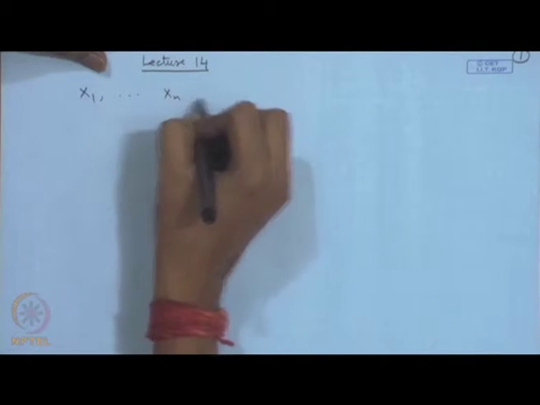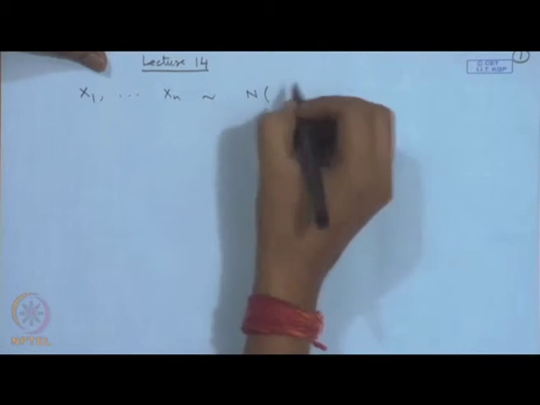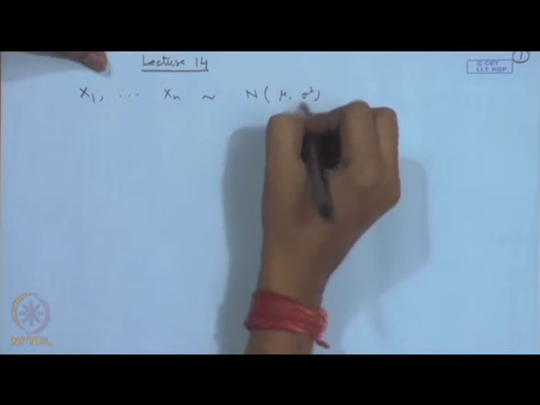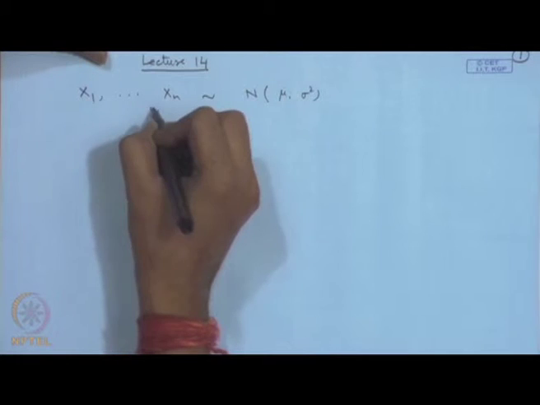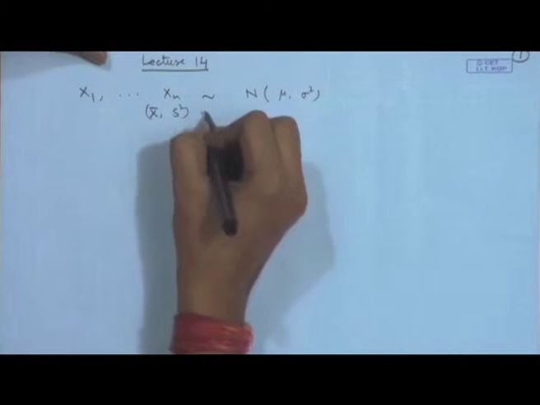Suppose I consider a random sample x1, x2, ..., xn from normal(mu, sigma square). Then by using the factorization theorem we showed that x bar and s square is sufficient.